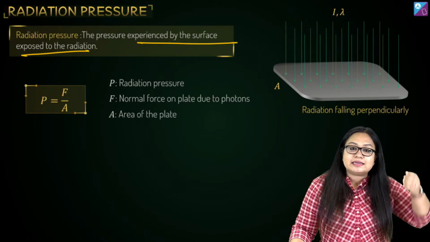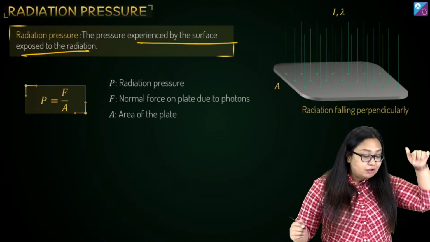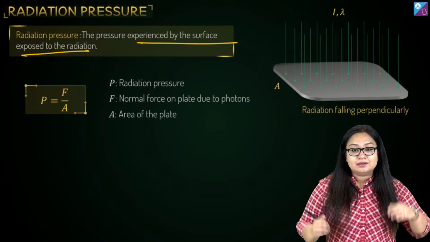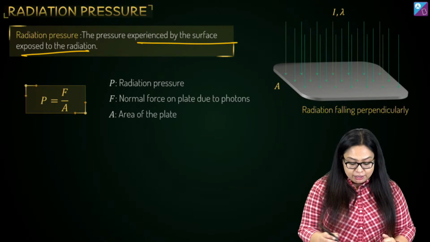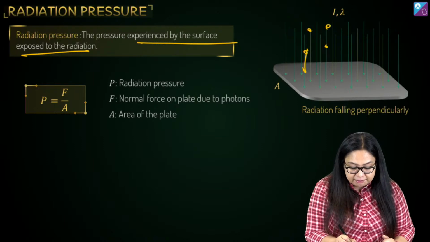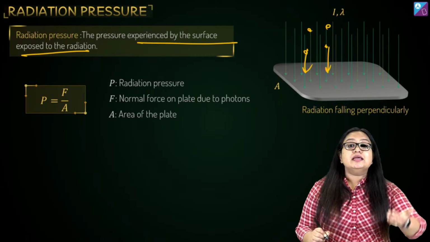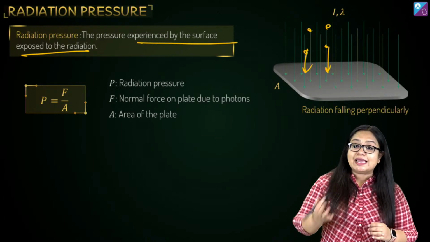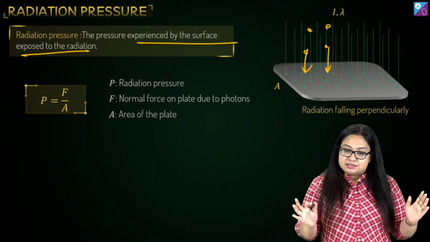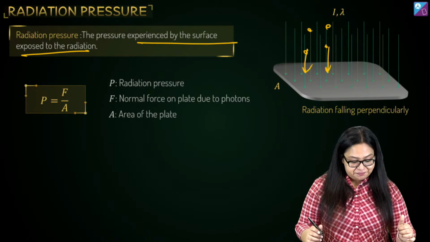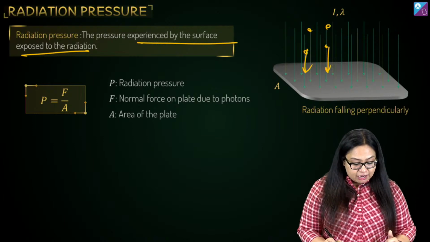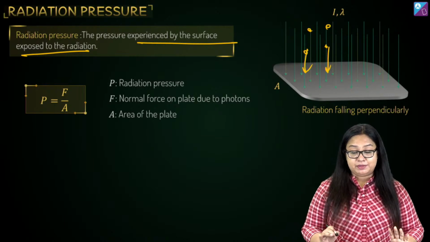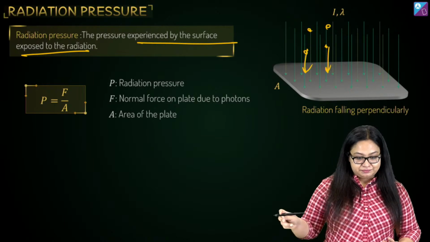But in either case, the table is going to feel a force downwards. The table is going to experience a force downwards. Same thing is happening over here as well. You've got these particles coming with a certain momentum. When they lose that momentum, they impart a force. That force per unit area gives you pressure. Simple? Okay. That's what we are going to calculate now. So force due to these photons divided by area is what radiation pressure is.